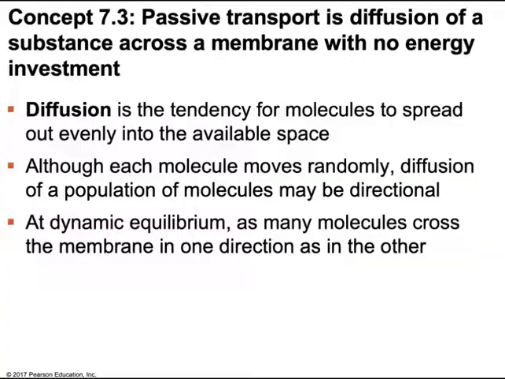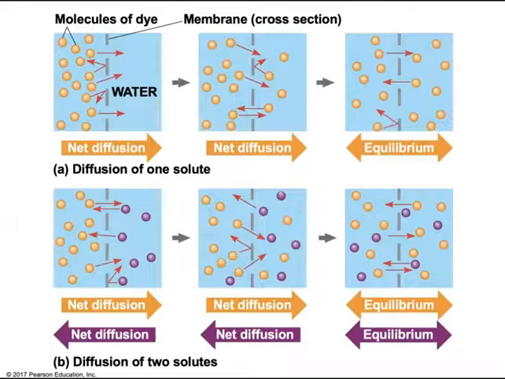However, although each molecule moves randomly, diffusion of a population of molecules may be directional. At something called dynamic equilibrium, the same amount of molecules are crossing the membrane in one direction as in the other.